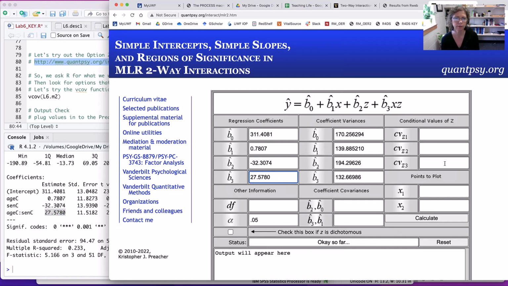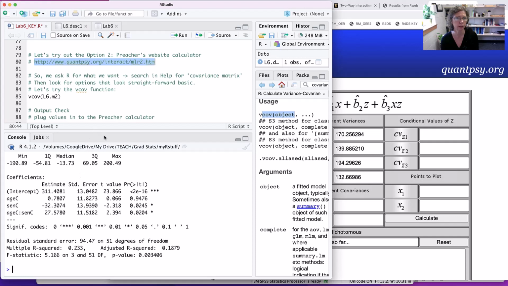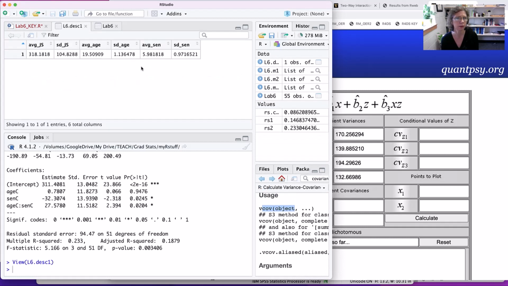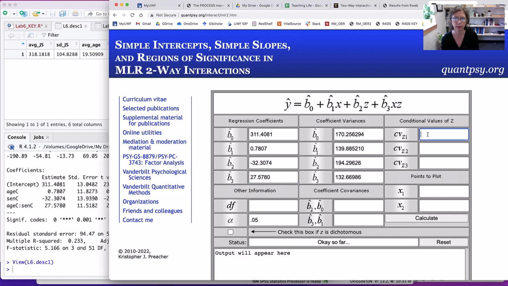My conditional values of z. So if age is my focal predictor, and seniority is my moderator, then what I want is the moderator. Let me get the descriptives. I want plus and minus 1 standard deviation of the moderator, and the moderator's seniority. So I'll put a negative here for that one. I'll put a 0 because this is mean centered, and then I'll put a positive standard deviation there.